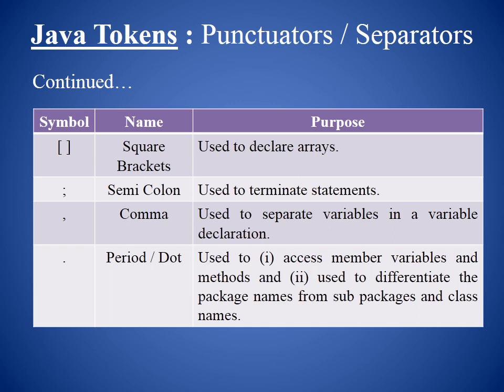Next, semicolon is used as a statement terminator. Comma is used to separate variables, and the dot is used to access the members, whether data members or member functions of a class. It is also used to establish a relationship among package, sub-packages, and its classes. The dot operator is also known as period operator.